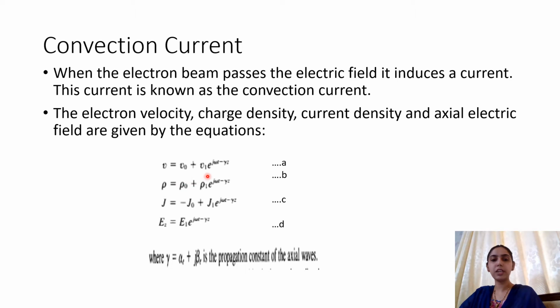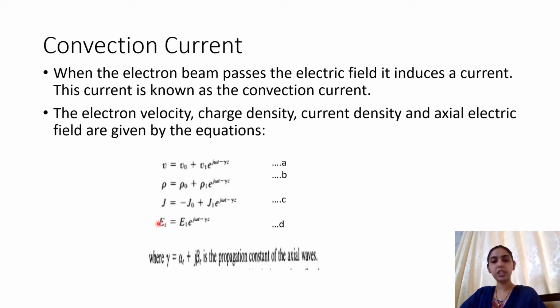V is V0 plus V1 e raised to j omega t minus gamma Z. Rho is rho 0 plus rho 1 e raised to j omega t minus gamma Z. J is minus J0 plus J1 e raised to j omega t minus gamma Z. So all these are varying about their average or DC values, and the axial electric field Ez, since it is in the Z direction, is E1 e raised to j omega t minus gamma Z. Now here we know what gamma is. It is the propagation constant of the axial waves, which is alpha E plus j beta E.